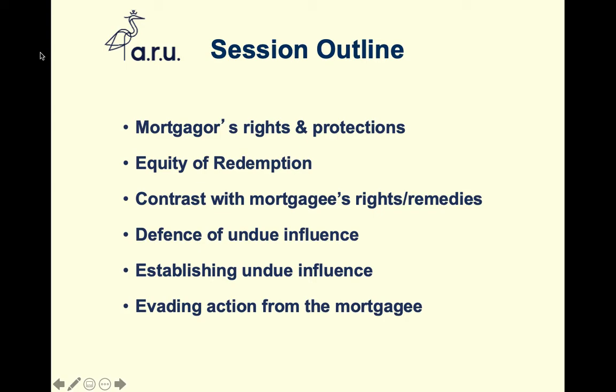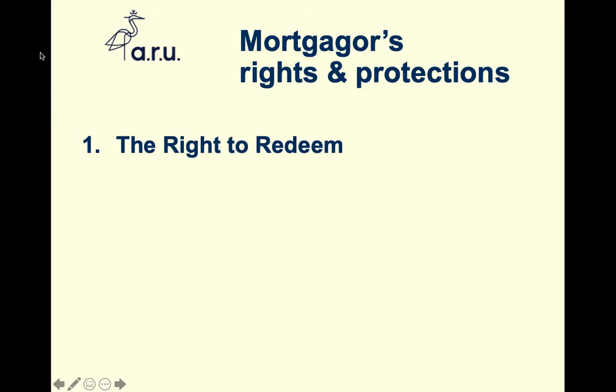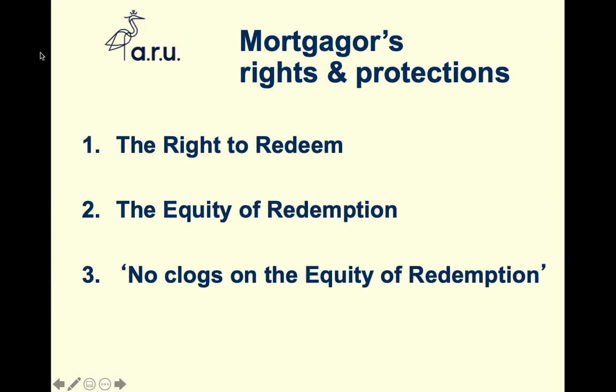So that's what I'd like to cover in this session, starting out with the three key rights and protections available to the borrower, the mortgagor in this instance. So we've got the right to redeem, equity of redemption, and the fact that there should be no clogs or fetters on the equity of redemption. All of those things in some ways mean something similar, in that it's allowing for the borrower to have the property back at the end of the payment. So all three of those things are about the idea of redemption. Not saving our soul, but redeeming the property free of the bank's interest on payment of the debt.